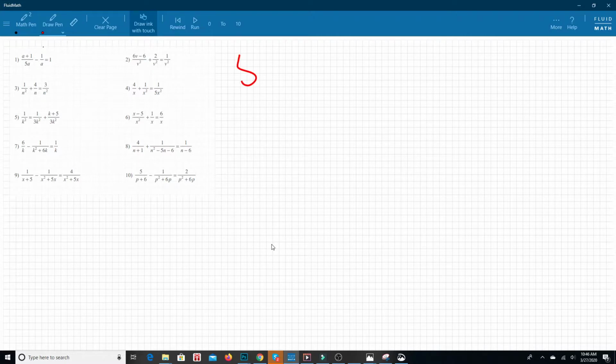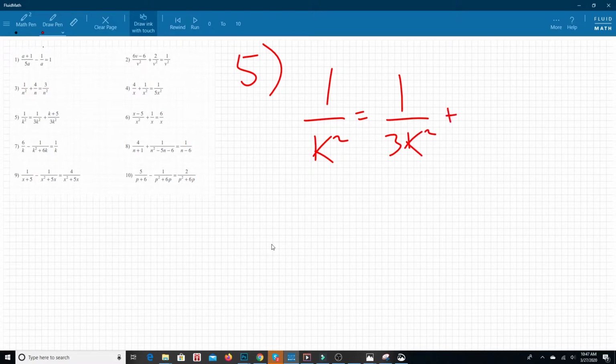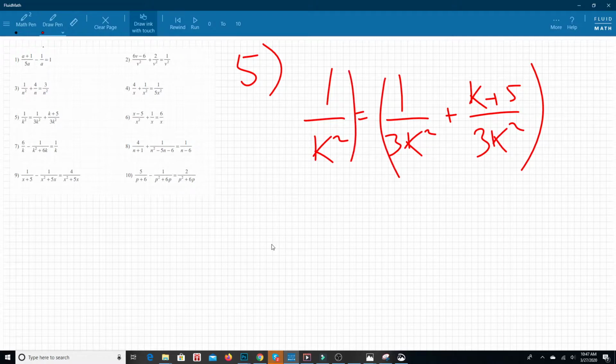Alright, so let's look at question 5. So again, we need a lowest common denominator for all these. So it's 1 over k squared equals 1 over 3k squared plus k plus 5 over 3k squared. Right? That's going to be 3k squared.